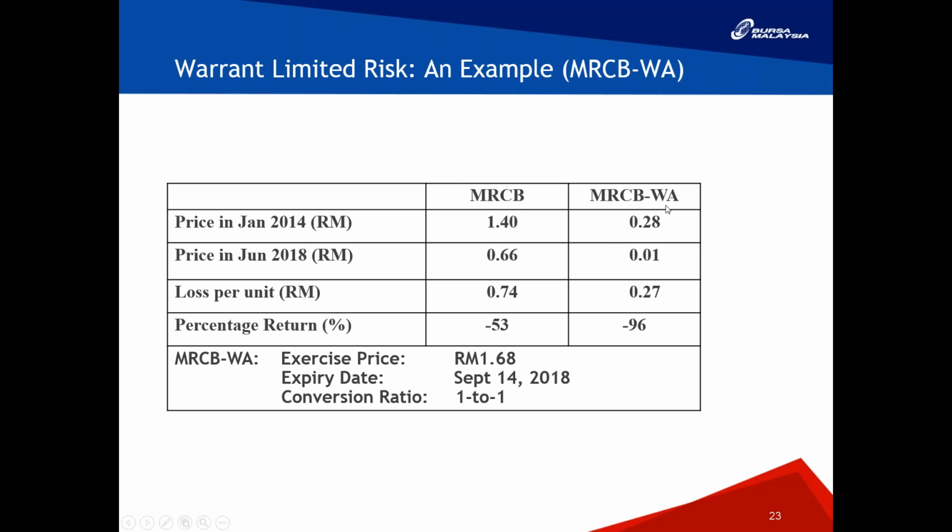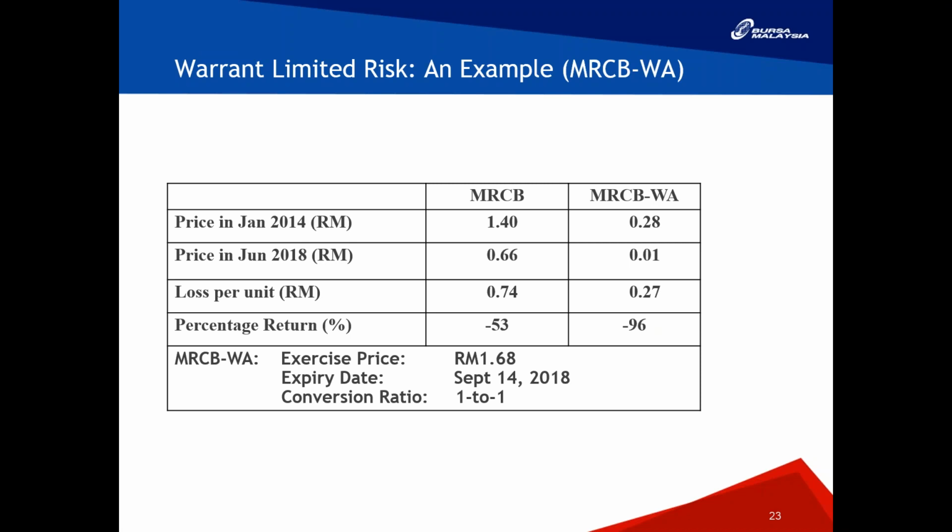Here is MRCB and MRCB warrant. It was $1.40, and when it was issued, it was around 28 cents. The share now is at 66 cents. That means you lost 74 cents. The loss is 53%. And the warrant price is now at half a cent. I round it up to 1 cent. So the loss is 27 cents. That is 96% loss. So it is a big loss.